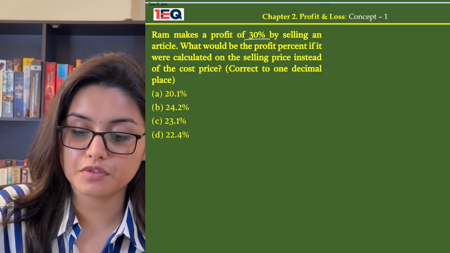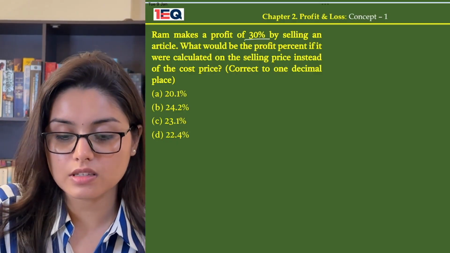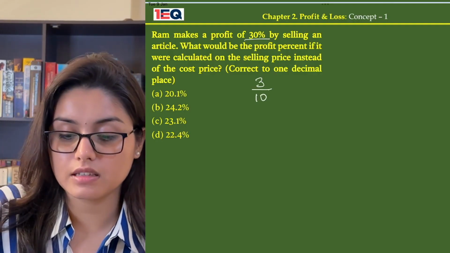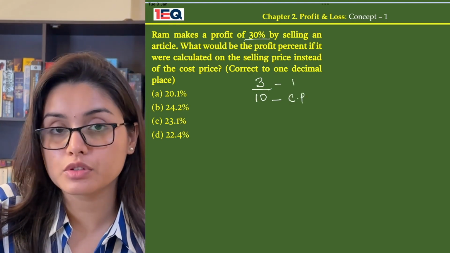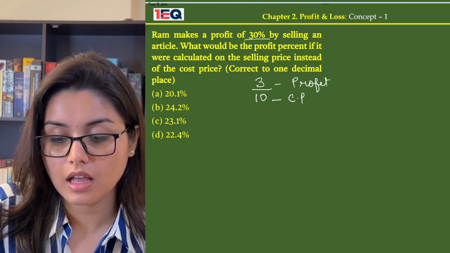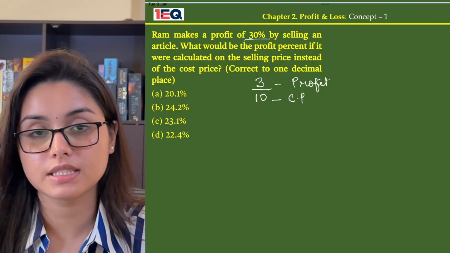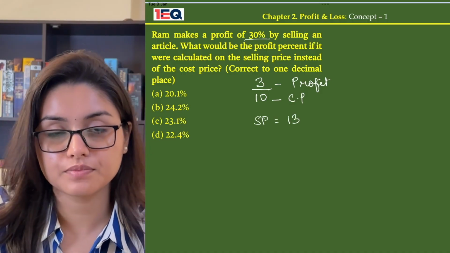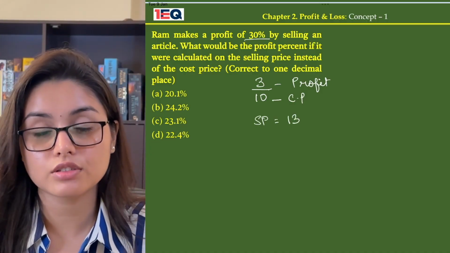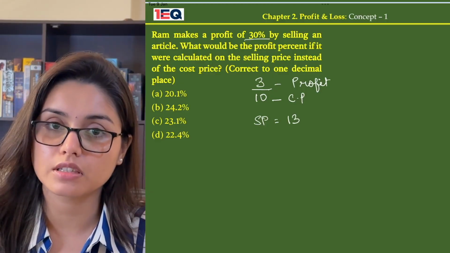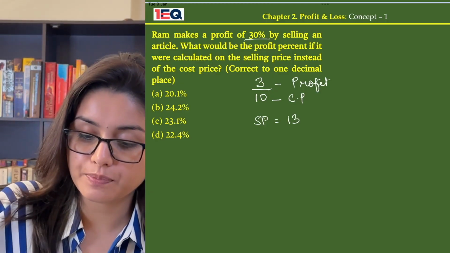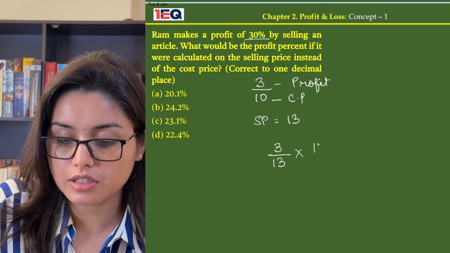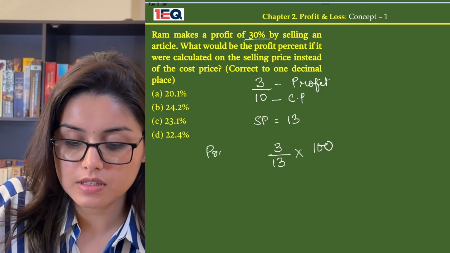Now a 30% profit would mean 30 by 100 or simply 3 by 10. If my cost price is 10, my profit will be 3. And eventually my selling price will be 10 plus 3, that is, my selling price equals rupees 13. Now in the question, they have asked to find the profit percentage on the selling price. So my profit percentage will be my profit by my selling price into 100. This is my profit percentage.